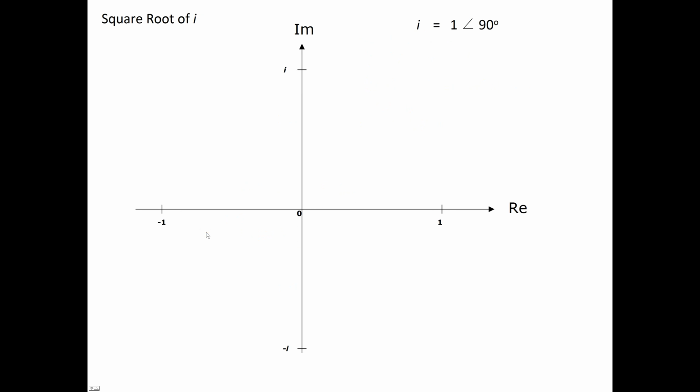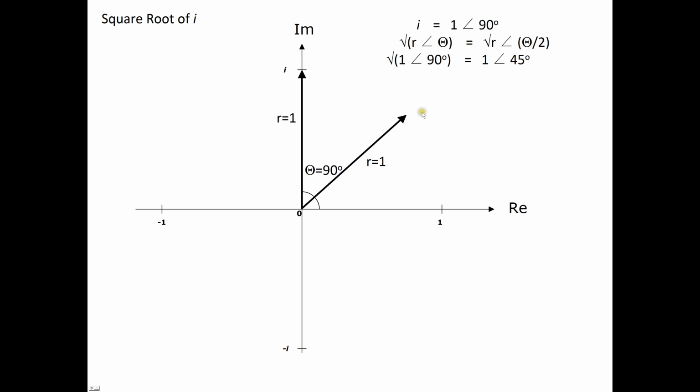What about the square root of i then? We can do the same thing. We can express i as a magnitude of 1 and an angle of 90 degrees. And as we did before, the square root of our complex number would be the square root of the magnitude with the phase angle of the number we want the square root of divided by 2. So the answer would be the square root of the magnitude 1 with the angle of 45 degrees.